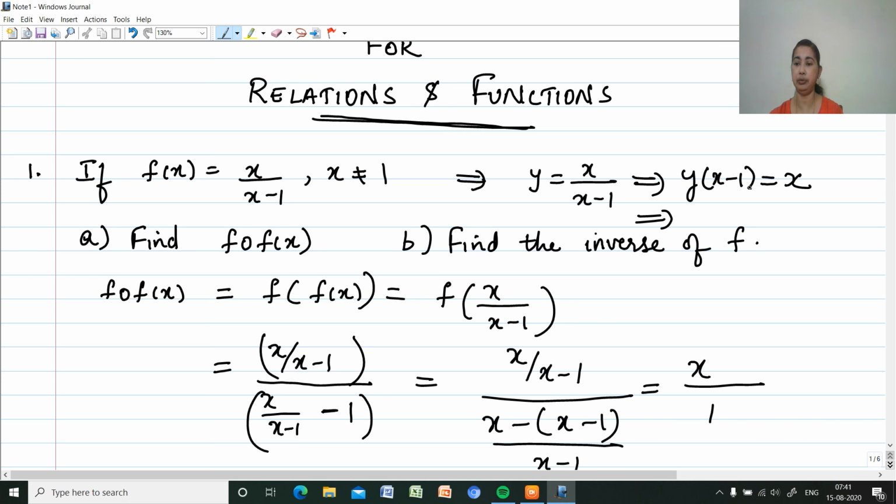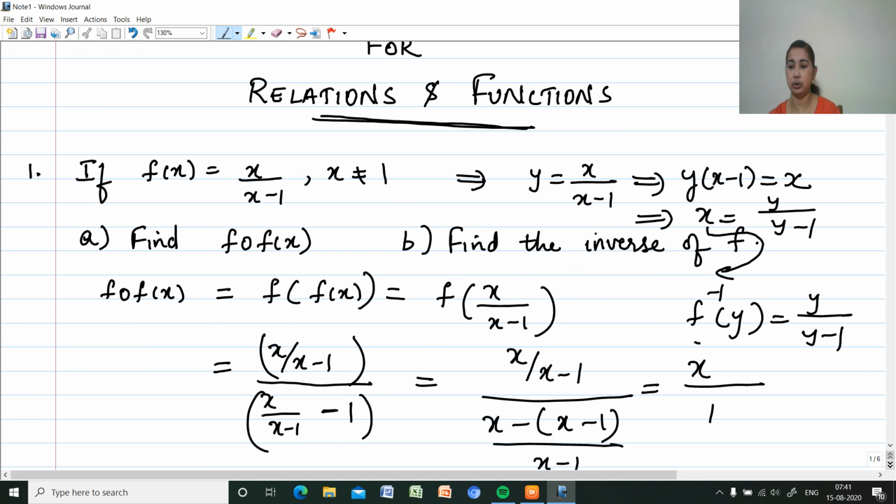This can be rearranged and we can find out what is x, that is multiply this y inside. You will get yx minus y is equal to x, or we can write it as x is equal to y by y minus 1. Yes, you have to rearrange it and find out what is the value of x. And this x equal to y by y minus 1 means this x is f inverse of y, that is equal to y by y minus 1. So inverse of f is y by y minus 1.